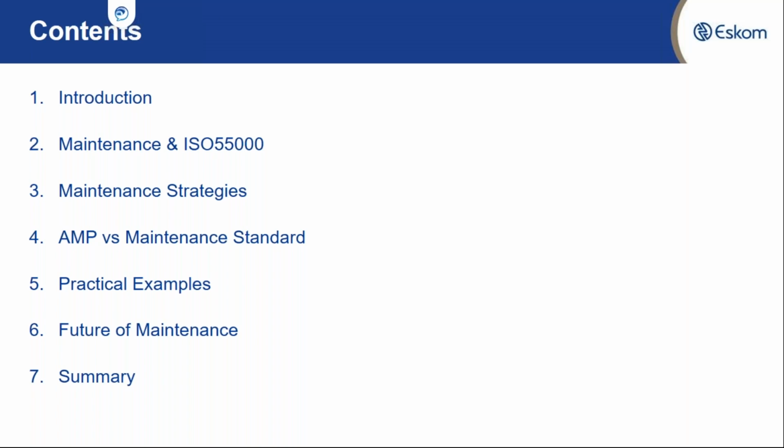On item 4, we will get an opportunity to do a comparison between the contents of an asset management plan as well as a maintenance standard. We will move over to demonstrate the applications of maintenance approaches through practical examples. On item 6, we'll talk a bit about the prospects of maintenance and how we foresee maintenance changing in the near future. And we'll finally wrap up with a summary of takeaway points.